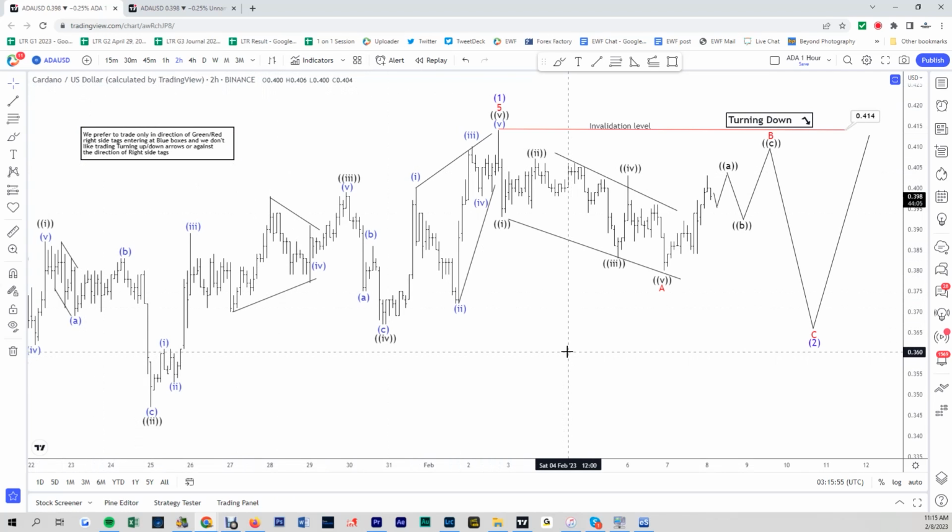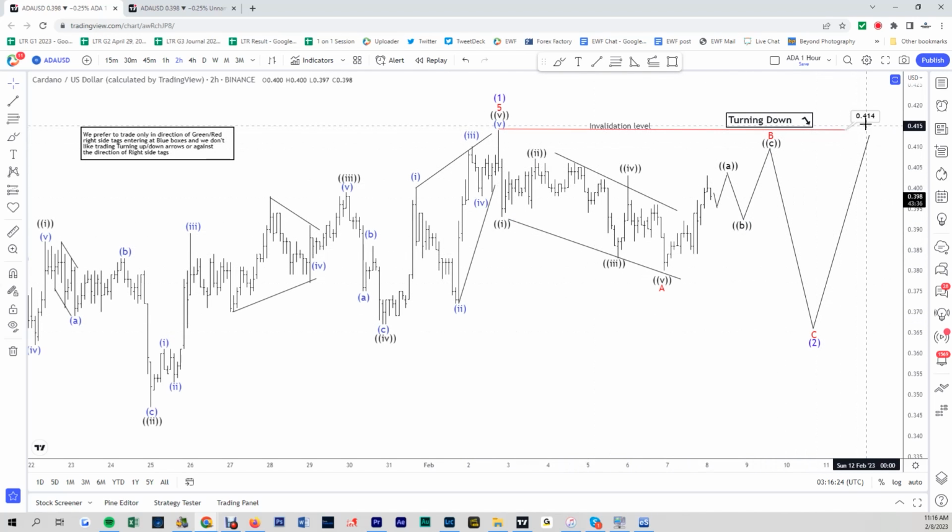Now we can see here we ended wave 1 in the intermediate degree at 0.414, and now we are doing wave 2 pullback. The decline from this 0.414 looks to be a 5 swing. We are calling this a diagonal due to the overlap between 1 and 4, and that diagonal 5 ways down should be ending wave A, and now we are looking for a 3-ish rally in wave B before turning lower again.